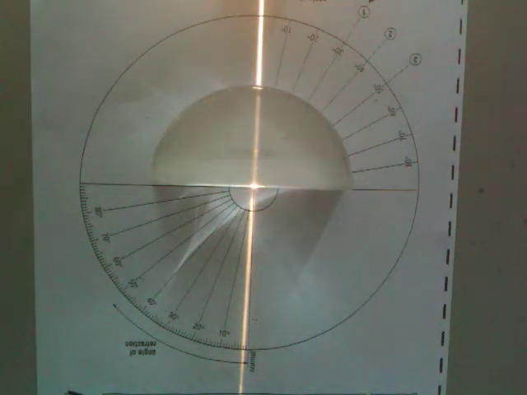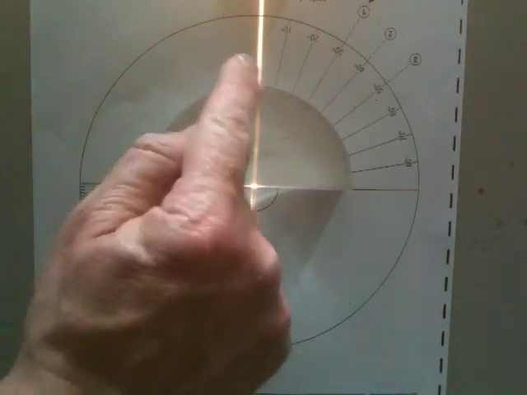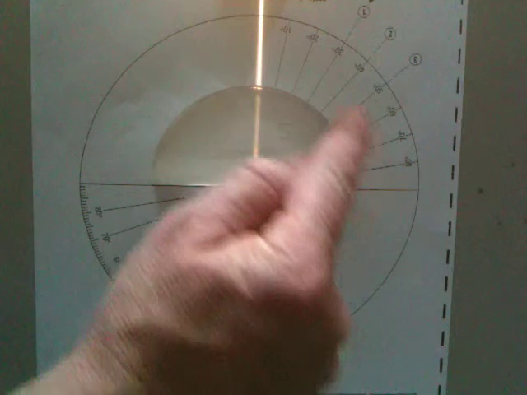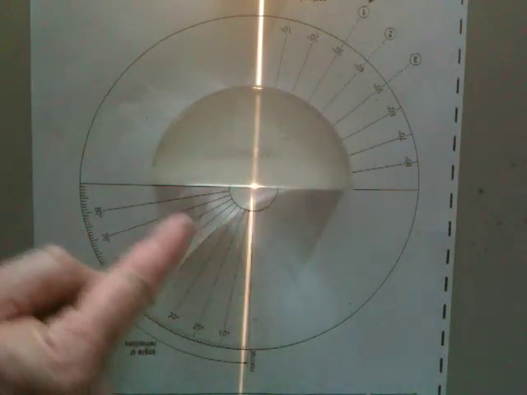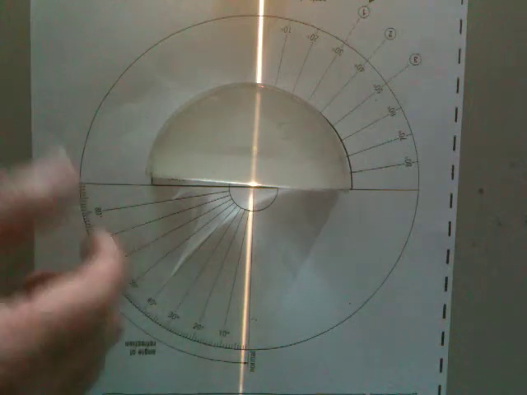Once again, this video is about refraction. This time, instead of a rectangular Perspex block, we've got a semicircular Perspex block. And again, we have the number of degrees, the angle. We can measure the angle at which the ray of light enters the Perspex block, and the angle at which the ray of light leaves the Perspex block.